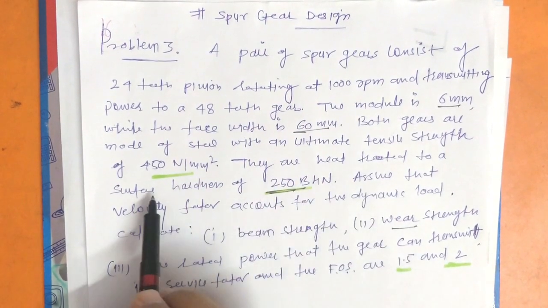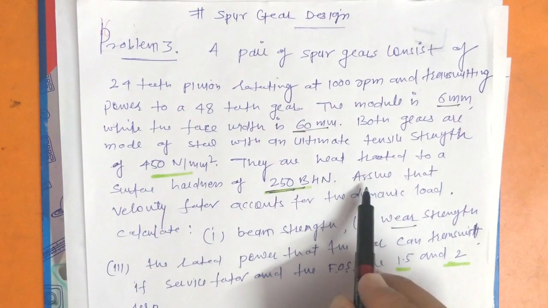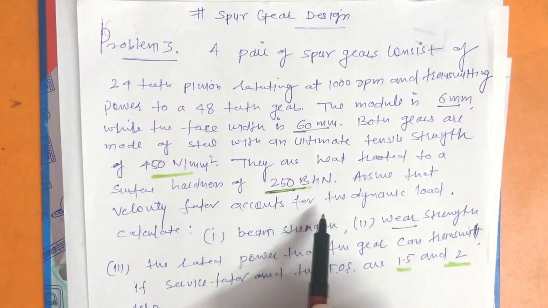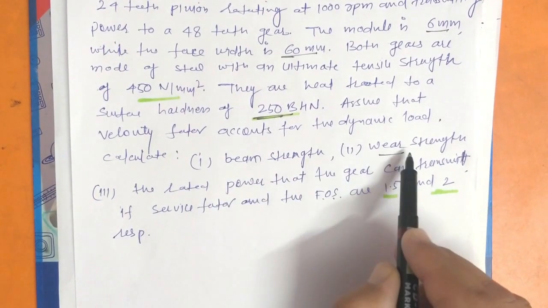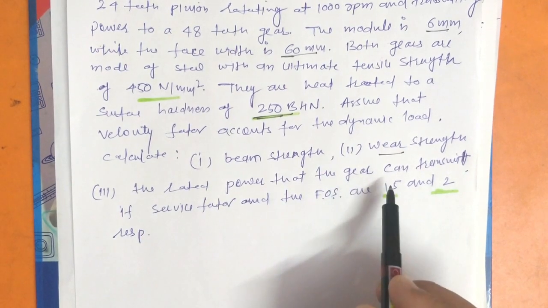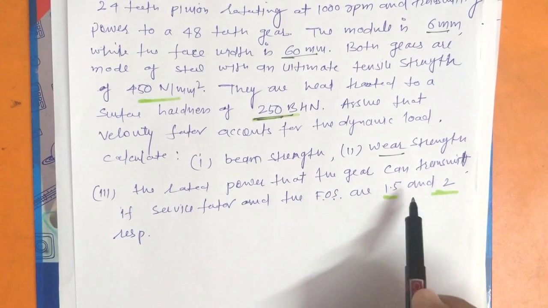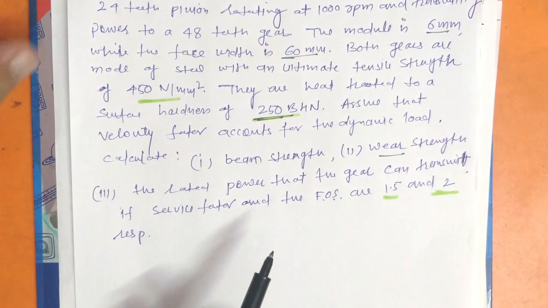They are heat treated to a 250 BHN surface hardness. Assume that the velocity factor accounts for the dynamic load. So calculate beam strength, wear strength, and third one, rated power that can be transmitted if the service factor and factor of safety is 1.5 and 2 respectively. So we'll start with the solution.